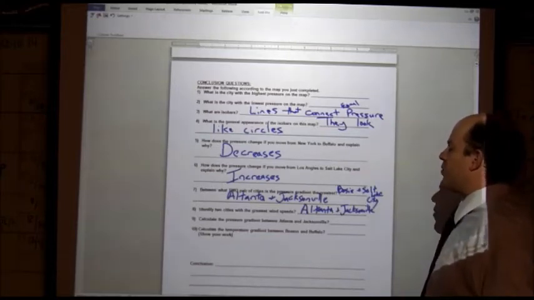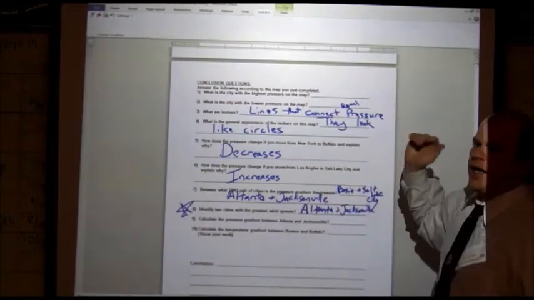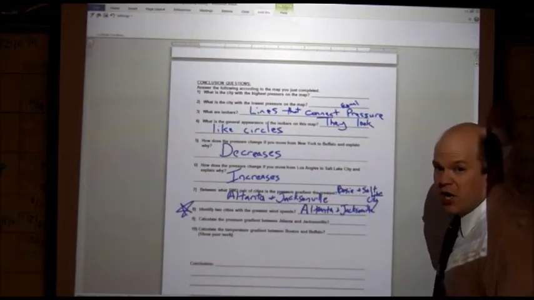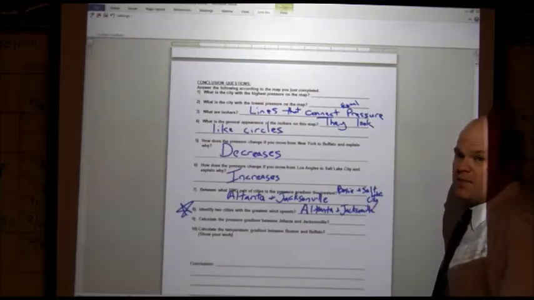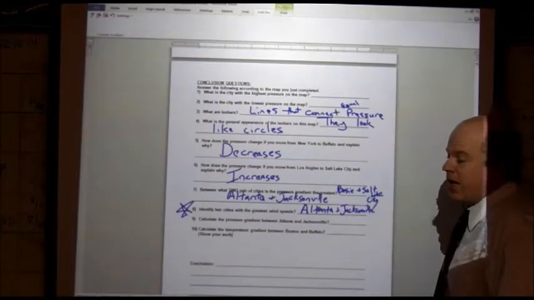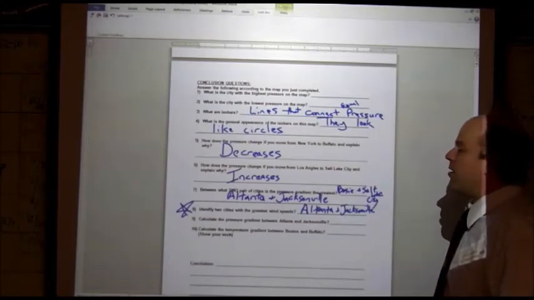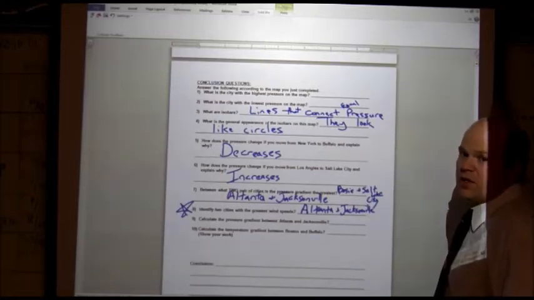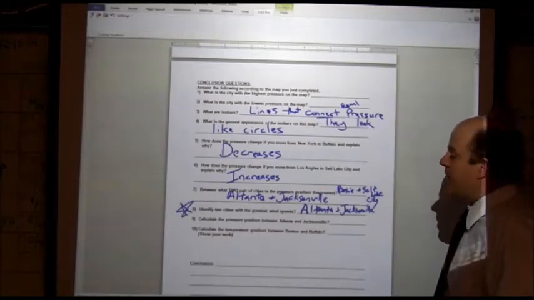Identify the cities with the 2 greatest wind speeds. This is one that you have to know. Have to know. How do I know where the greatest wind speed is? It's where the isobars are closest together. It's not where it's high, it's not where it's low, it's in between when they're packed up or bunched up together. Okay? So, if I look at Atlanta and Jacksonville, that's where there's wind. If I look between Boise and Salt Lake, that's where there's wind. If I look between Chicago and Minneapolis, that's where there's wind. Okay? So those are all good examples of where there's wind, and you have to understand that.